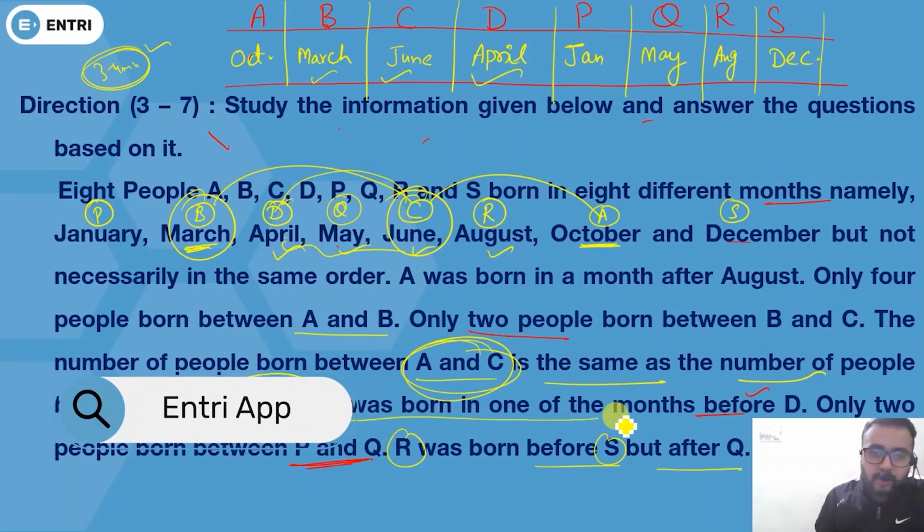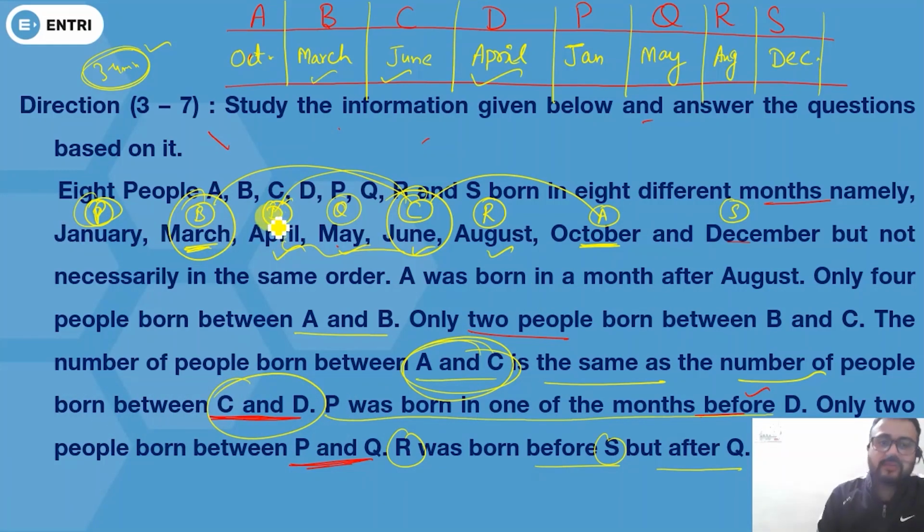Now next, P was born in one of the months before D. So you have only 1 month left, that is January. So in January P was born. Now next, only 2 people were born between P and Q. So P was born in January. So Q should be born in May. So there are 2 people between P and Q. So for Q, May is the right birth month actually.